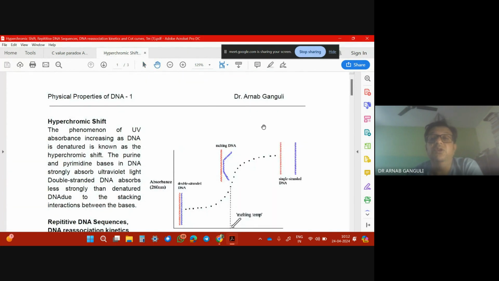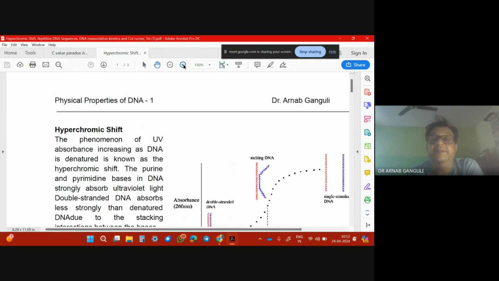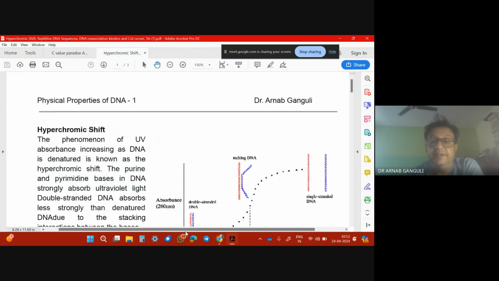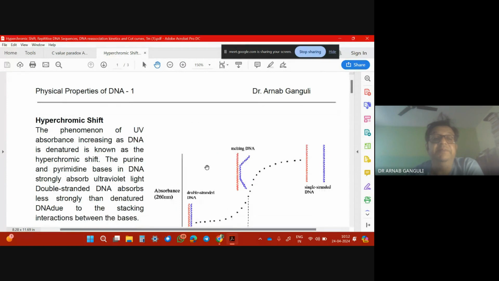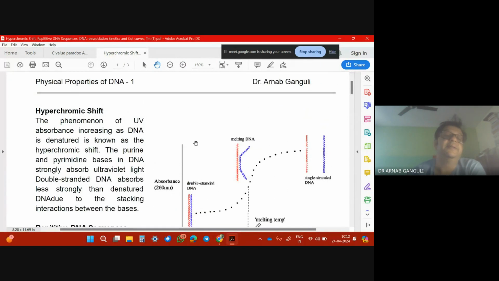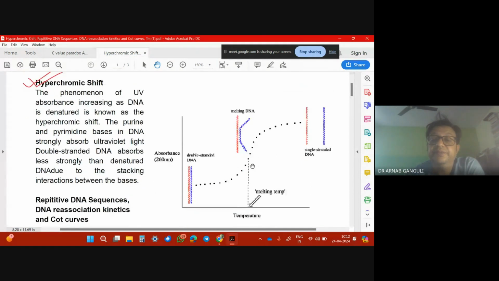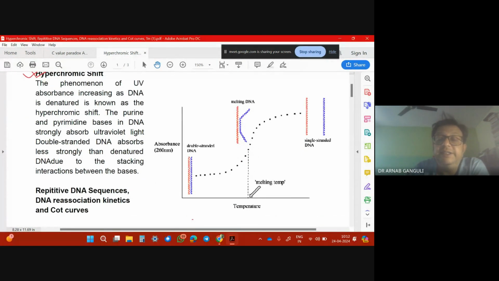Next, we will go to the next part. This study material has been given in the Google Classroom about physical properties of DNA. The first thing is the hyperchromic shift. So you know that for DNA molecules, here it's increasing temperature, and here is increasing absorbance.